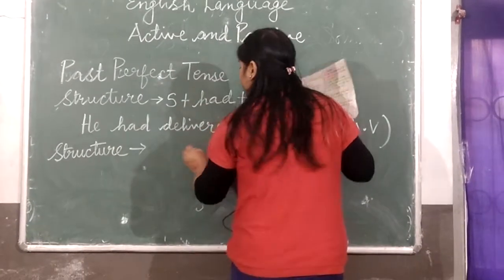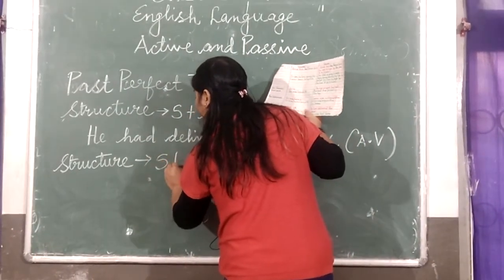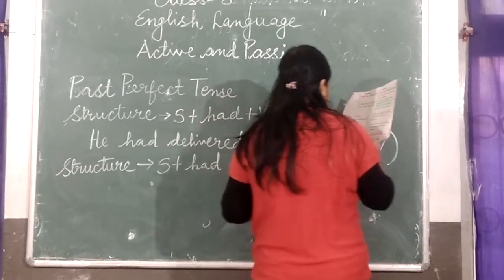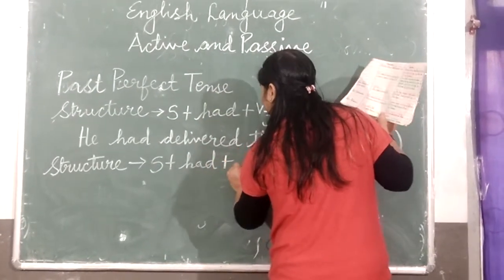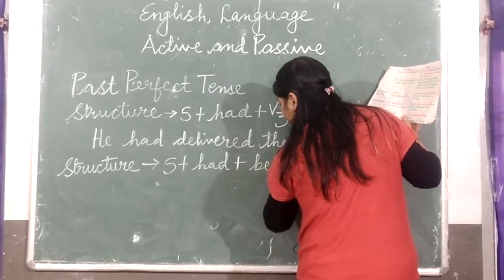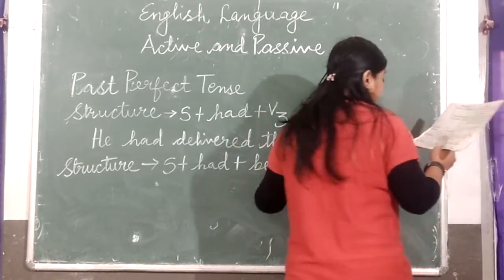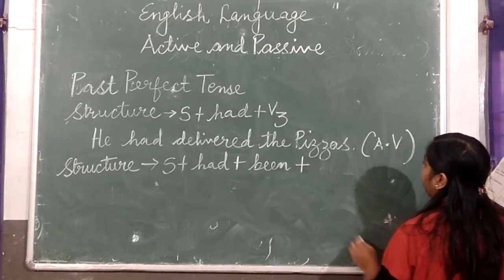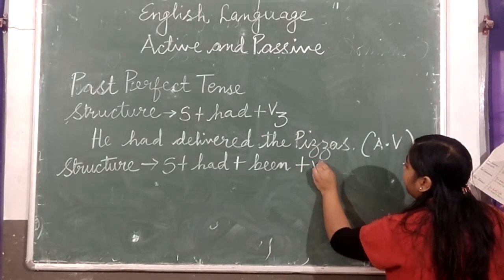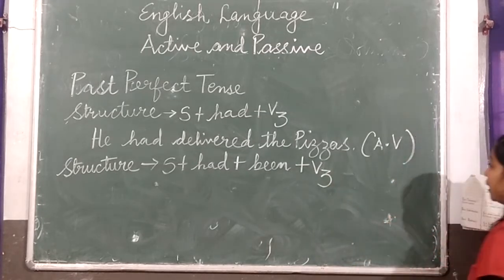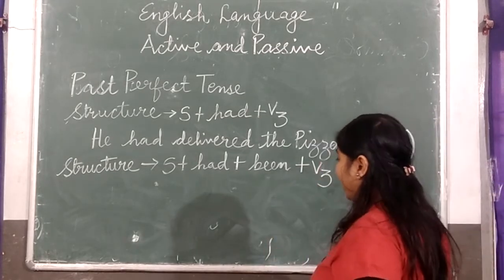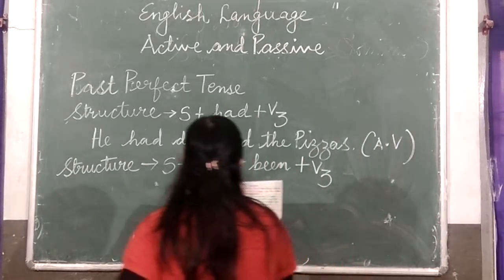The subject has to be there. Had has to be there since it's a perfect tense, isn't it? Plus, you'll have to add be, the be form of the verb. Be has to be there. And the V3 form of the verb, that is the past participle form of the verb. And the sentence goes like this.